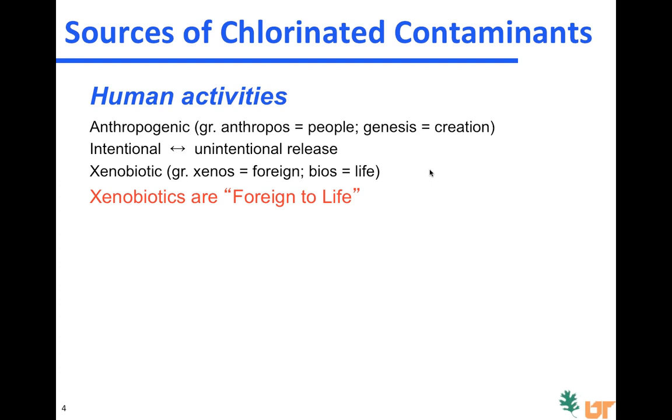So we also talk about anthropogenic activities. That's Greek. Anthropos means people, genesis, creation. So anthropogenic contaminants are generated by people. And then you can imagine we have intentional and unintentional releases of these chemicals. I'll give you a few examples of intentional and unintentional release as I go through my talk.